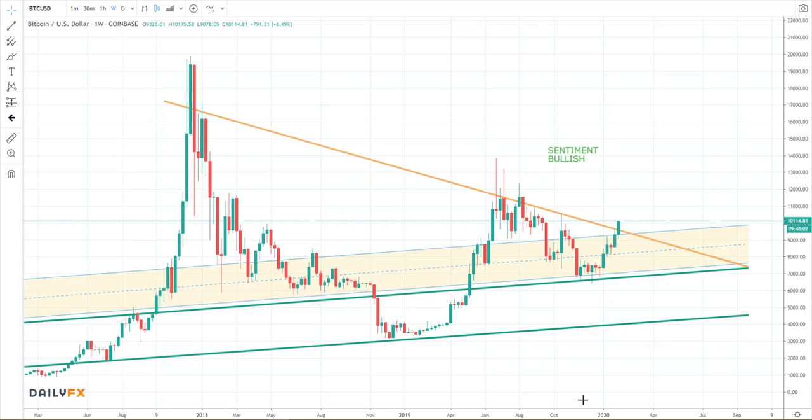So Bitcoin versus the US dollar. The date is February 9th, 2020. It is 9:12 a.m. Eastern Standard Time Zone.